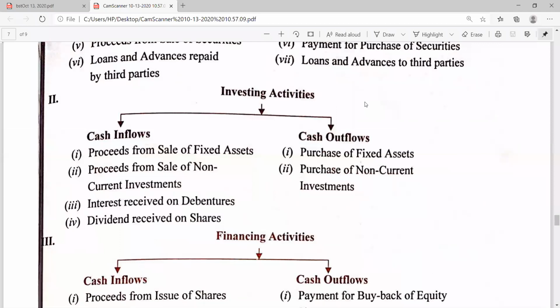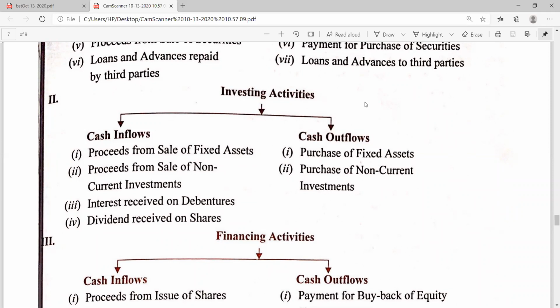In case of investing activity, all the proceeds from sale of fixed assets, proceeds from sale of non-current investment, interest received on debenture, dividend received on share, all these are the cash inflows for investing activity. And cash outflows for investing activities are purchase of fixed assets, purchase of non-current investments.